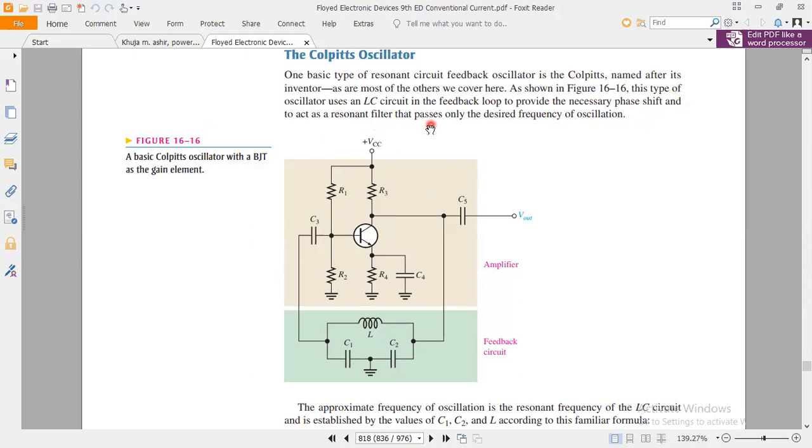and to act as a resonant filter that passes only the desired frequency of oscillation. This is the main configuration of the Colpitts oscillator, in which we use a BJT transistor. Before this, in RC circuits, we were not using any transistor, but in this kind of oscillator that we call Colpitts, the BJT transistor is used. Most of the equipment, including resistor, capacitor and inductor, is used to fulfill the requirement.